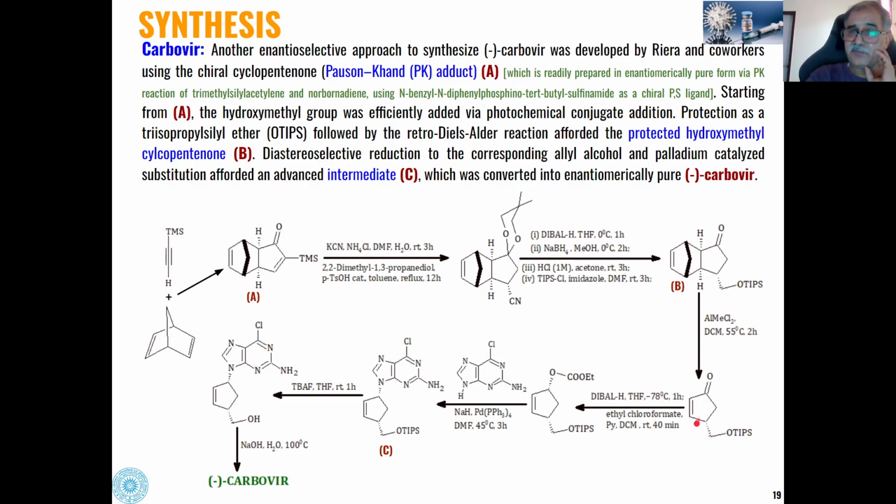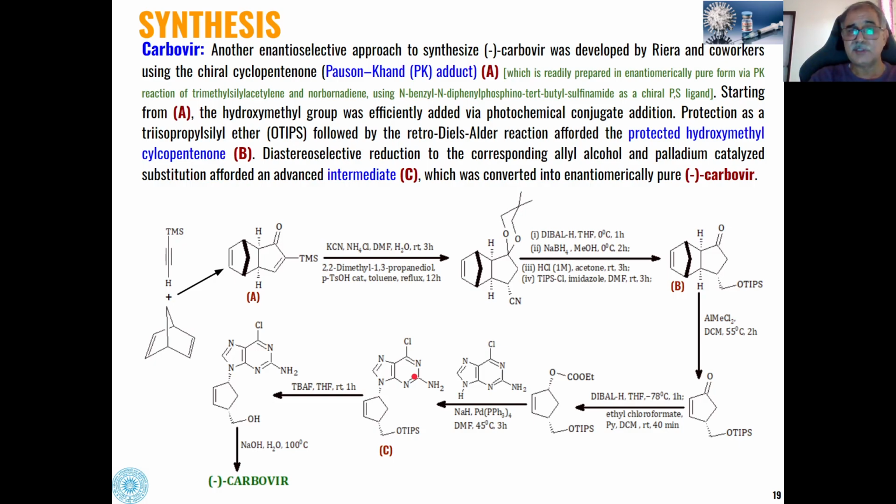Then this will react with the reducing agent in THF. It will selectively reduce the ketone functional group and will not affect the carbon-carbon double bond. We will get it converted into alcohol, and then that alcohol will react with ethyl chloroformate, and this ester will be formed. Then this ester will react with this base, then this nitrogen will attack this carbon. With the removal of this group, we will get this type of intermediate.